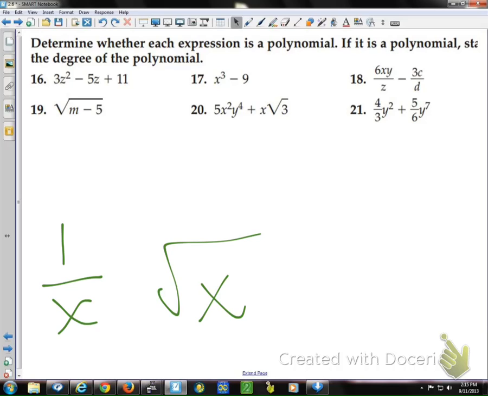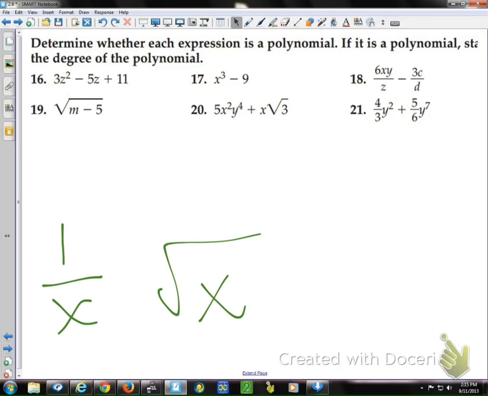Very good. Amber, what do you think about 17? Is it a polynomial? Yeah. Very good. And what's the degree? Muy bien. Colin, what about 18? Why not? Don't say because Tyler said so. Is there a variable in the denominator? Is there a letter on the bottom of a fraction? On 18, there's a Z and a D down there. That can't happen. That's why.